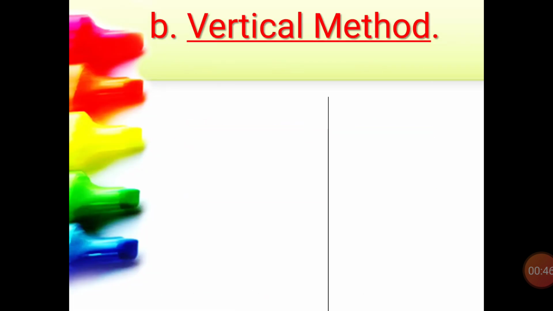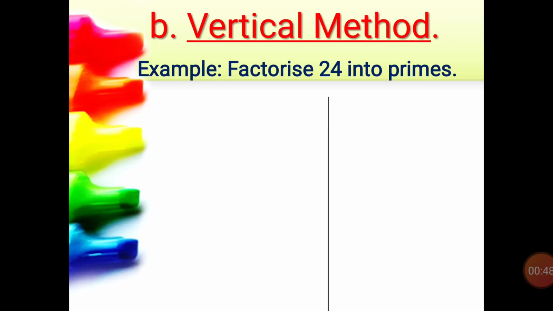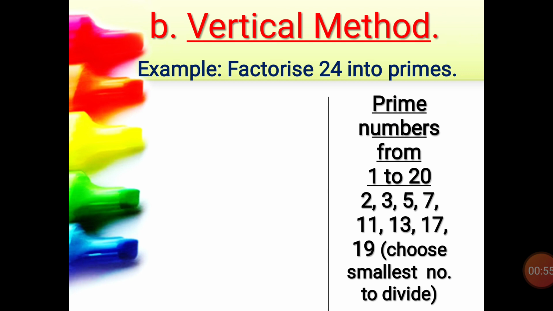Let's start with an example. Factorize 24 into primes. Before starting with the vertical method, write prime numbers from 1 to 20 for reference, and they are 2, 3, 5, 7, 11, 13, 17 and 19. The purpose of writing these prime numbers is to have the correct prime numbers to divide instead of recalling them, and we avoid taking a composite number for division.